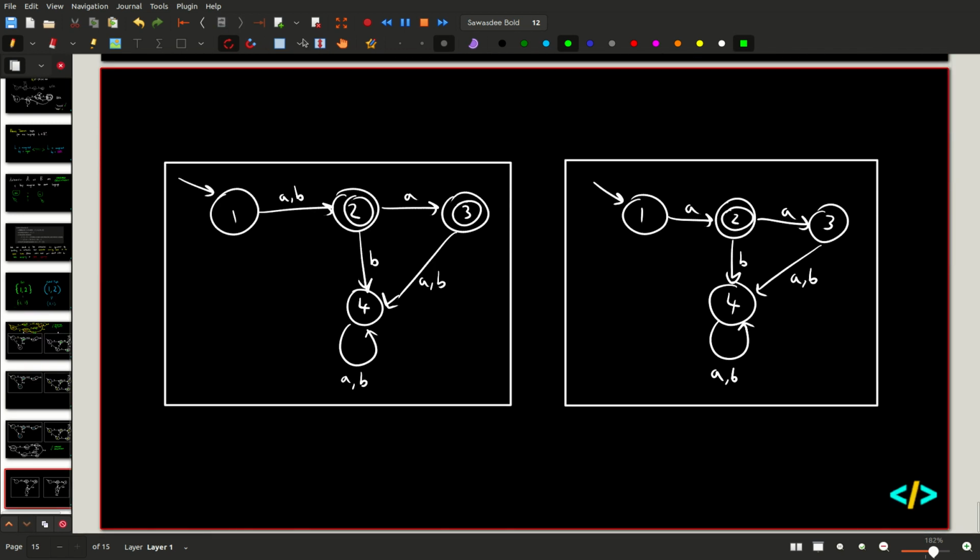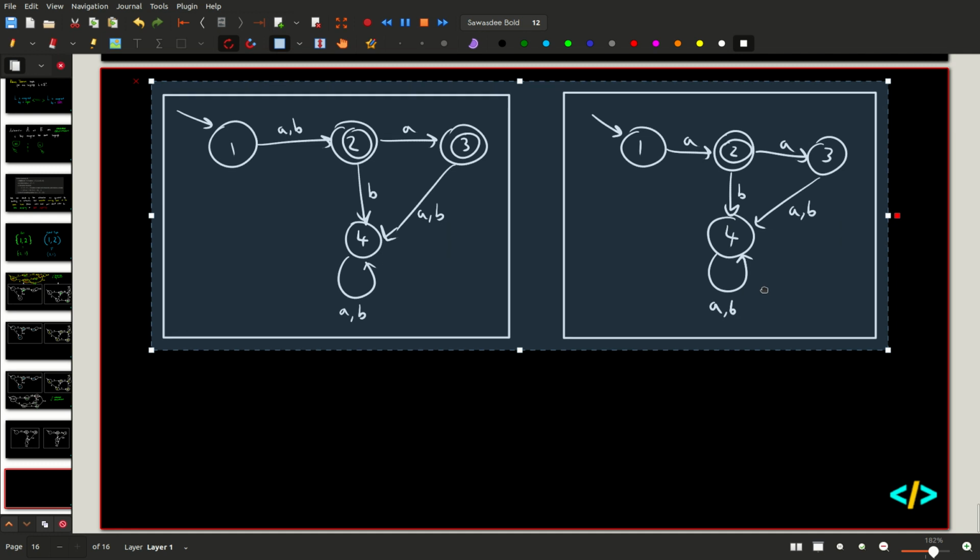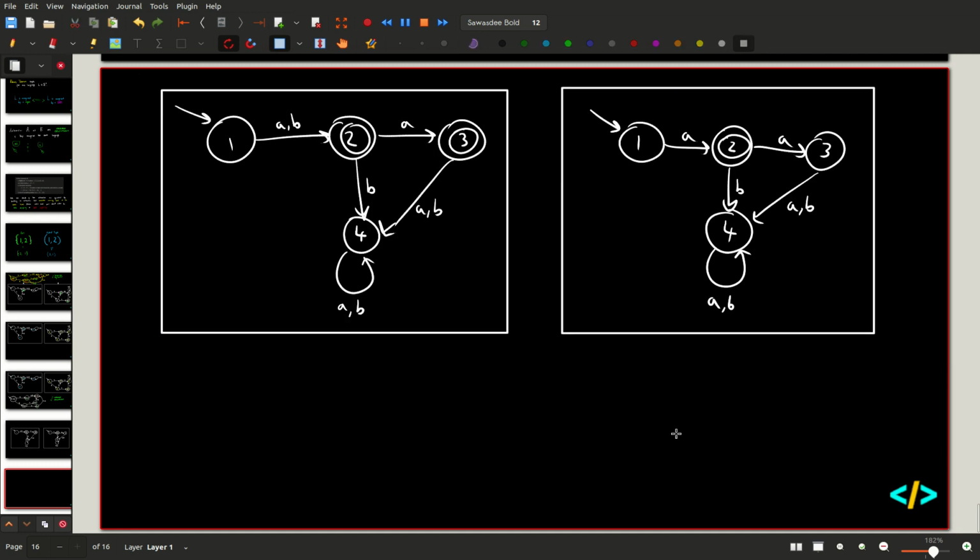Okay, here's two more automata. I'd like you guys to see if these are language equivalent, and leave what you come up with in the comments.